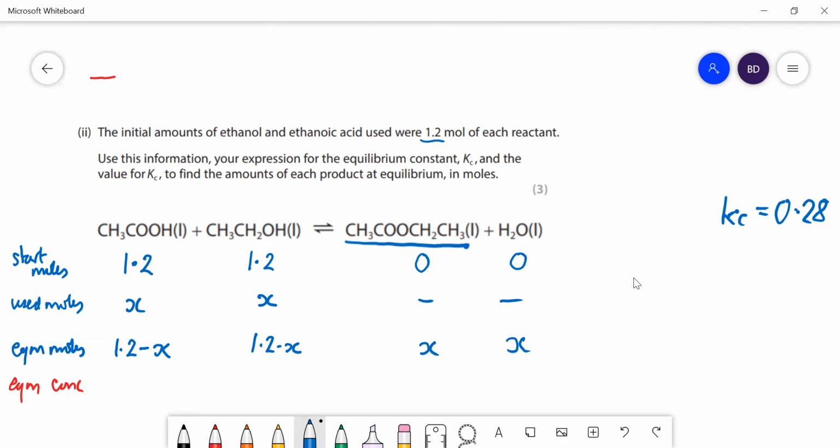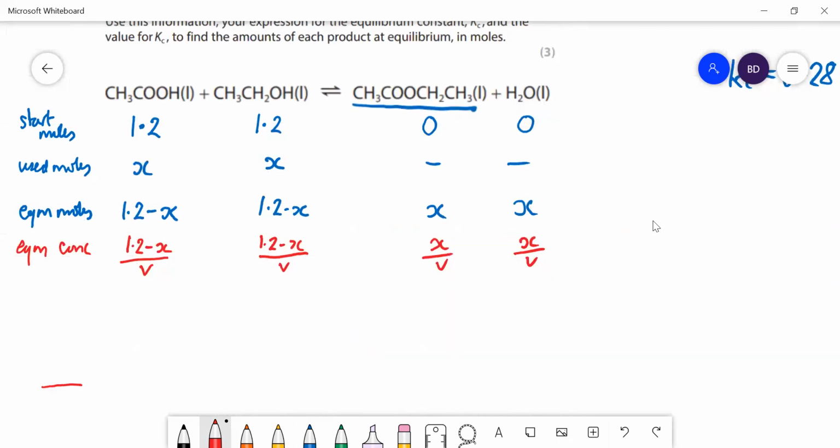Now the equilibrium concentration, they don't tell us the volume, so I'm just going to call that V. But that's not going to be a problem because those V's are going to cancel out because we've got the same number of moles on both sides. I'll put it in anyway. Okay, now put that into our equilibrium expression.